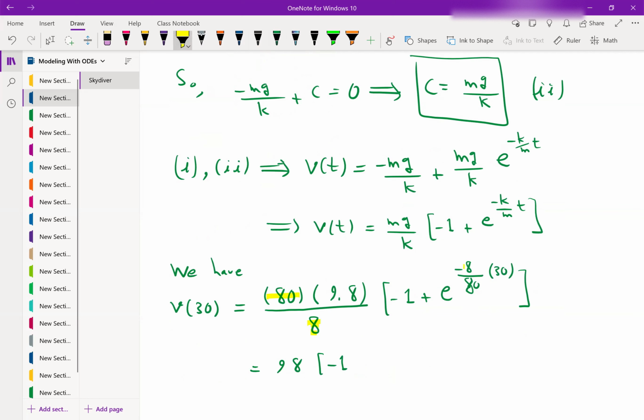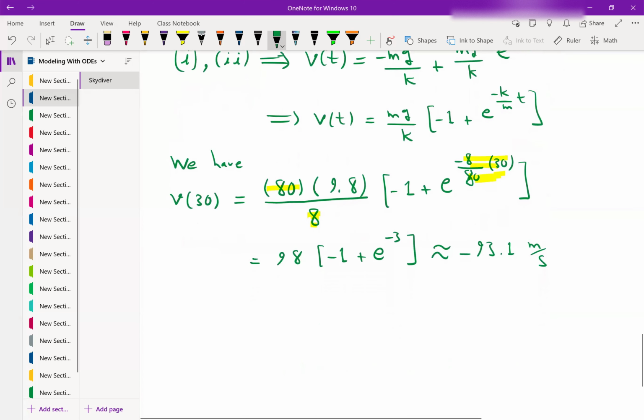What we have in the exponent here, 30 and in the numerator, 80 in the denominator, the tens cancel. 8 and 8 also cancel. We will get -3. So it will be plus e to the power of -3. Now, if you like, you can use your calculator at this point. This is approximately -93.1 meters per second. That will be the velocity of the skydiver after 30 seconds as a signed number.